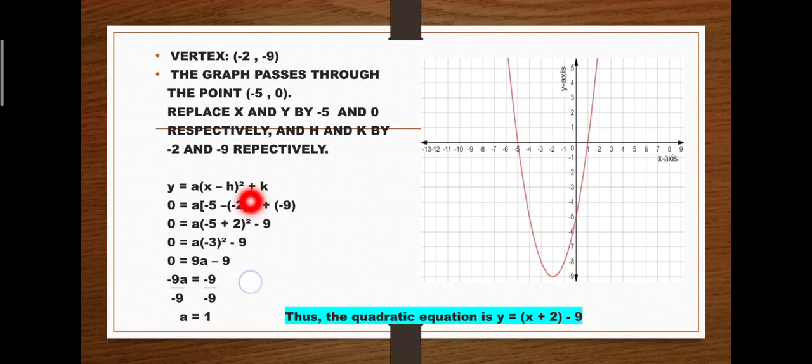Then, sa labas naman, yung value ng k naman, ang operation is plus. Then, ang value ng k is negative 9. So, positive times negative is negative 9. That's why minus 9 siya. Kasi kung ano yung sign ng number, yun din yung operation niya. So, negative 9, that's why minus 9. So, yan yung final answer. The quadratic equation is y is equal to the quantity of x plus 2 minus 9.